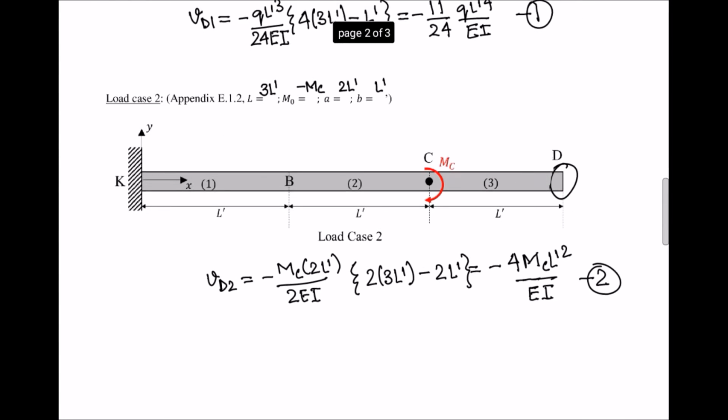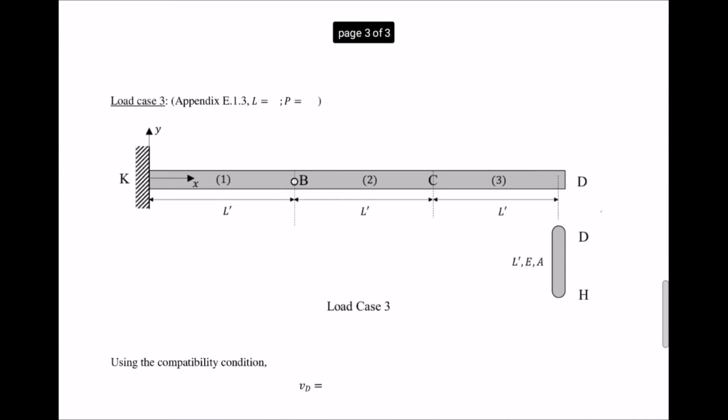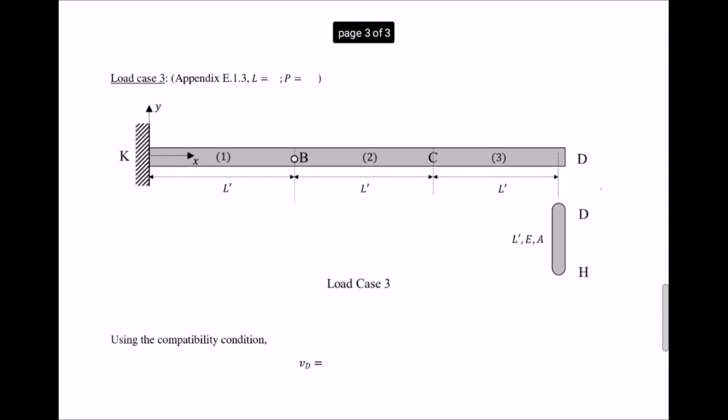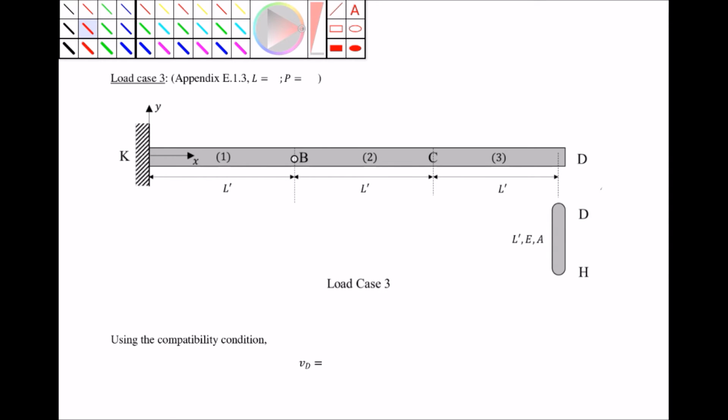For the final load case, we have an axial load coming in from the elastic rod. Let's assume that this force is tensile and its magnitude is equal to FTH. Notice that end H is fixed with respect to the ground. For this case of loading, we have the total length L equal to 3L prime and P equal to minus FTH, the negative sign because FTH is pointing downward on the beam.